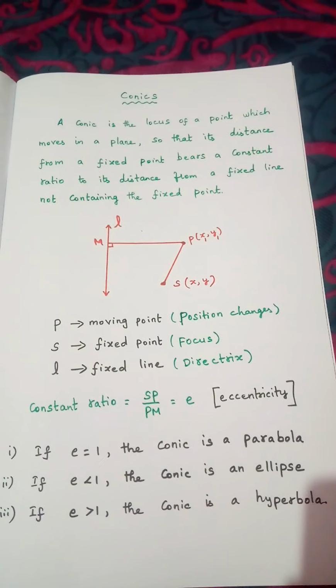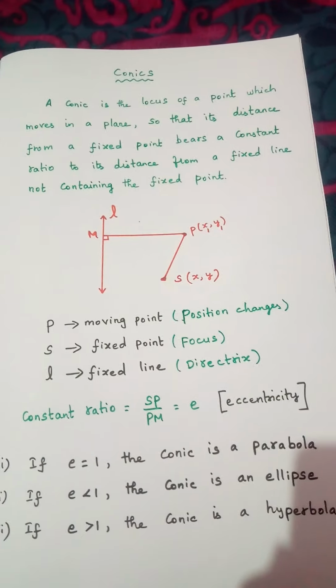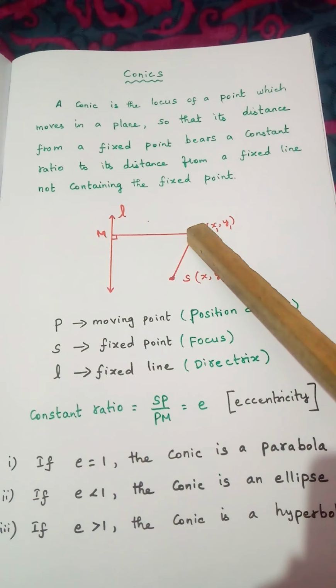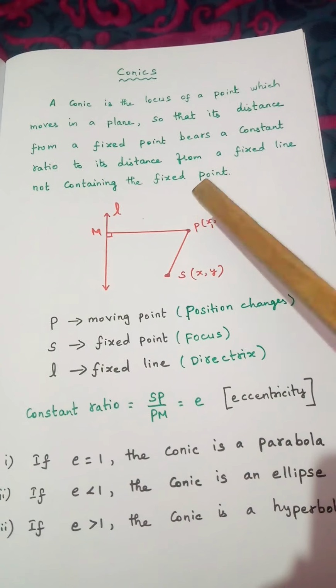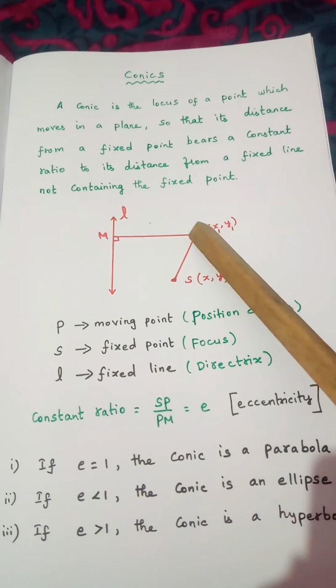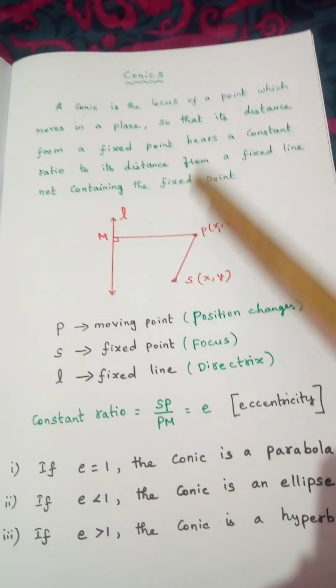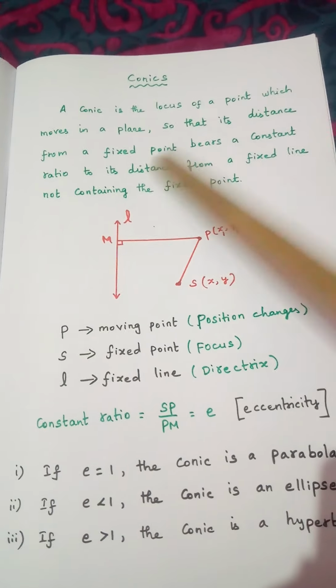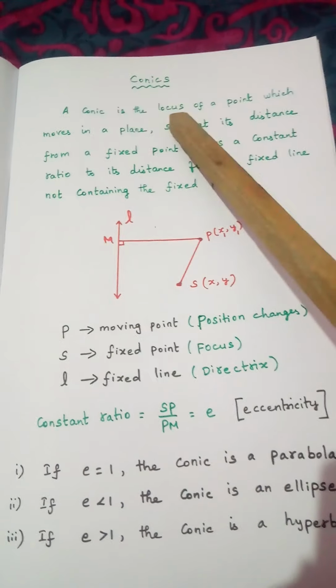So what is meant by conic? It is the locus of this moving point. Conic is nothing but a diagram, a geometrical shape. How is it obtained? It is obtained by this moving point. This point P moves, and wherever P moves, if we connect the path, we will get a diagram. That diagram is called a conic.